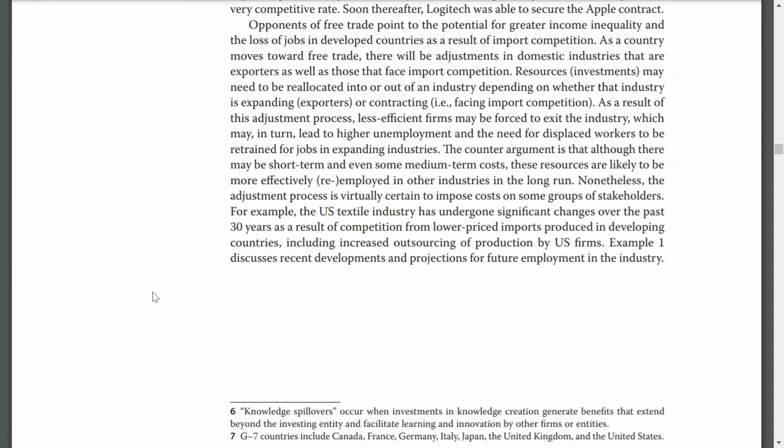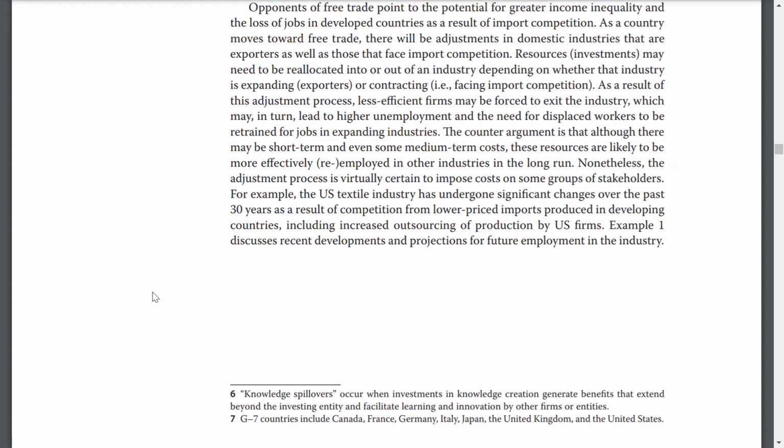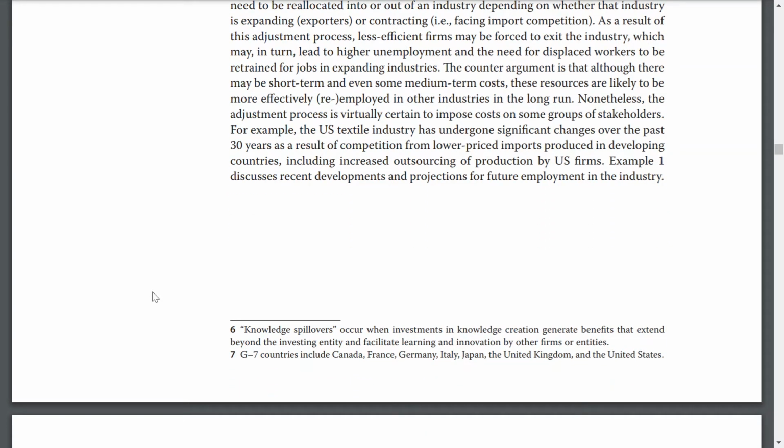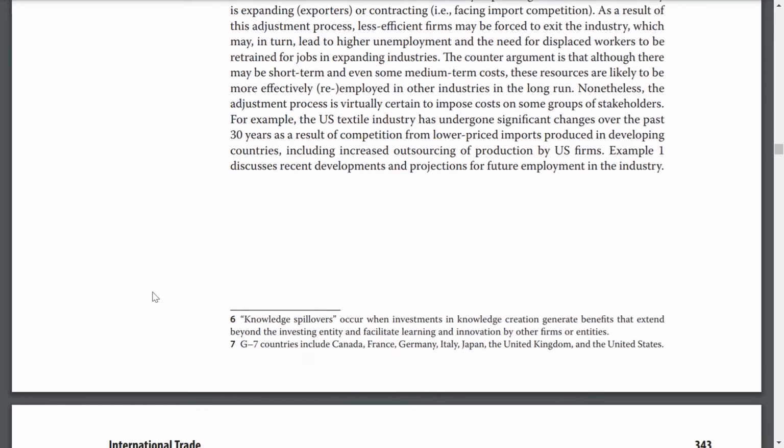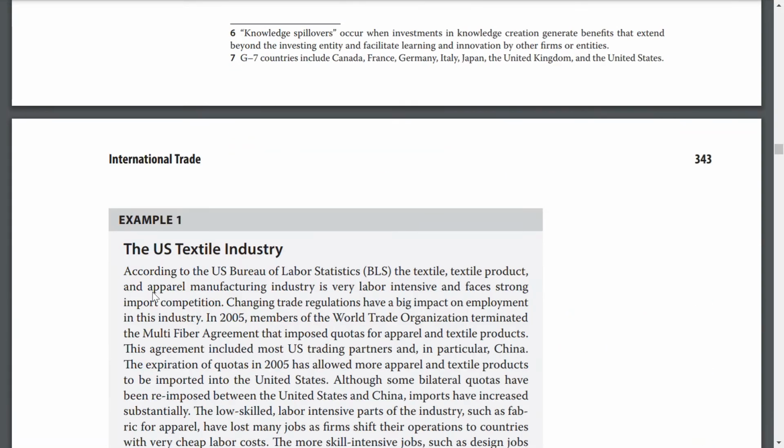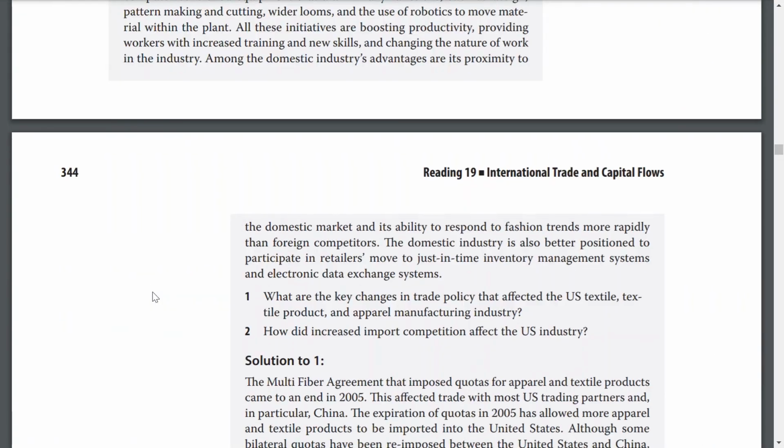For example, the U.S. textile industry has undergone significant changes in the past 30 years as a result of competition from lower price imports produced in developing countries, including increased outsourcing of production by U.S. firms. Example 1 discusses recent developments and projections for future employment of the U.S. textile industry.